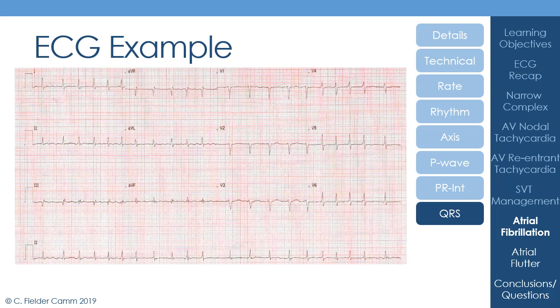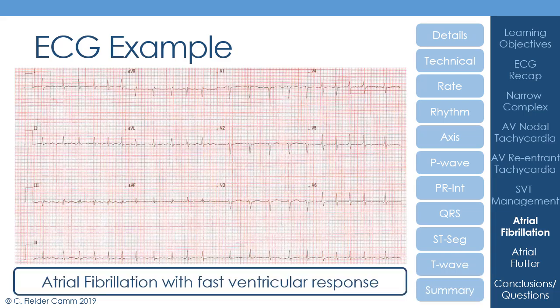You might say that there appear to be some small Q waves in lead 3, but I don't think that they're particularly pathological. The ST segments all appear to be isoelectric, and the T waves are potentially slightly flat in the lateral leads, but I don't think there's any signs of obvious ischemia here. So in summary, this is atrial fibrillation with a fast ventricular response. Okay.